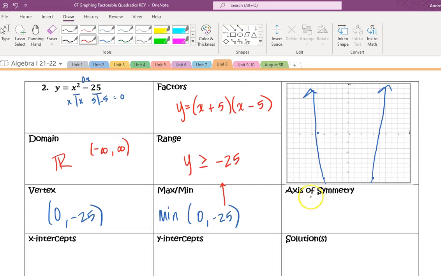Remember, the axis of symmetry is going to split your vertex, and it always goes with the x. So this would be x equals 0. So if you want to say that, you can. It splits the vertex.